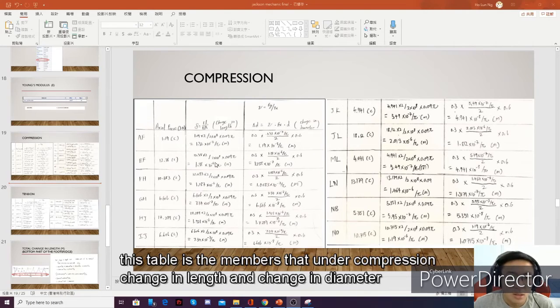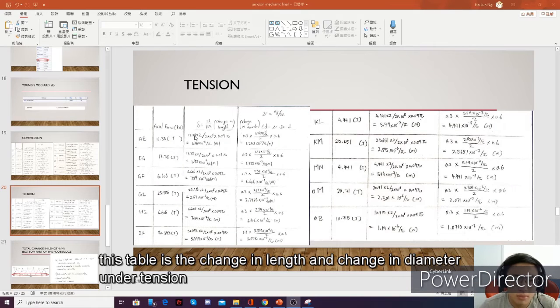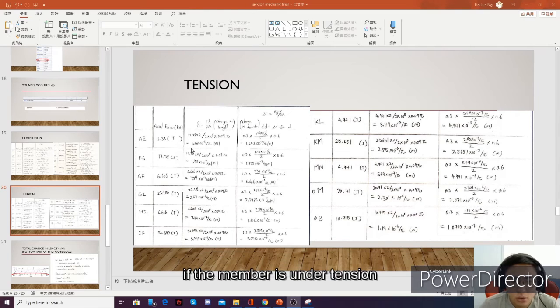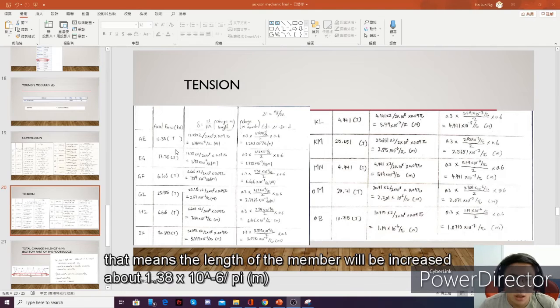This table is the members under compression, the change in length and the change in diameter. This table is the members' change in length and change in diameter under tension. You can see that for the members under tension, the result of change in length means the member will be increased by about 1.38 times 10 to the power of -6 over pi meter.